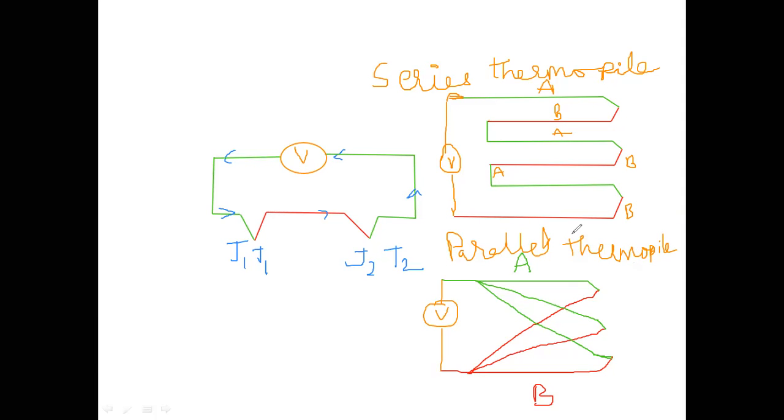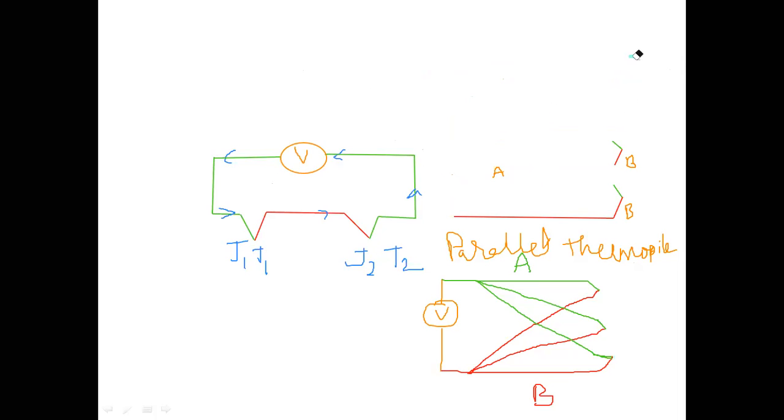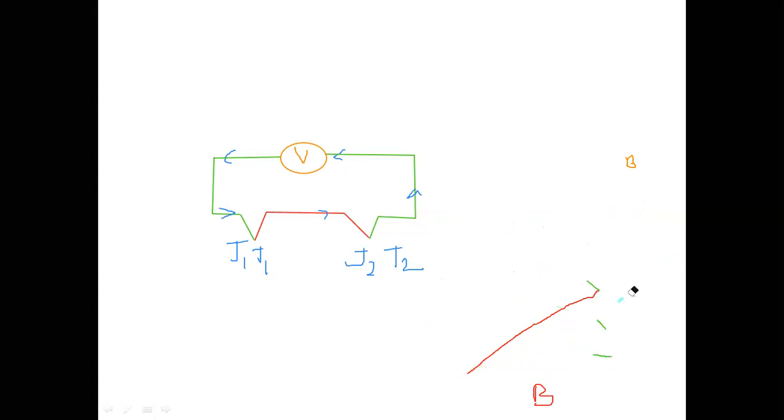And there are two laws called law of intermediate temperatures and law of intermediate junctions, or intermediate metals, simply it's called. These two laws are important with respect to thermocouples. So let us see the laws of thermocouples. First law I'm taking here is the law of temperatures.